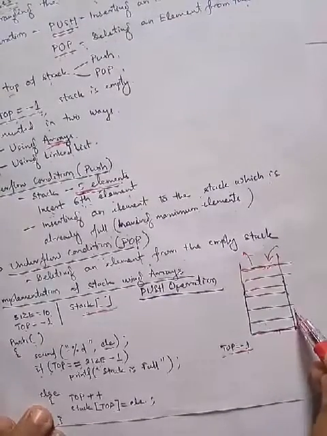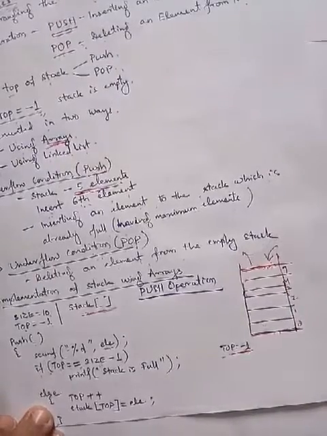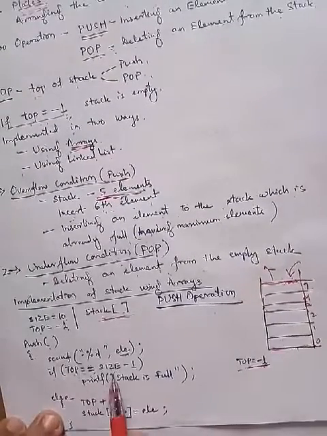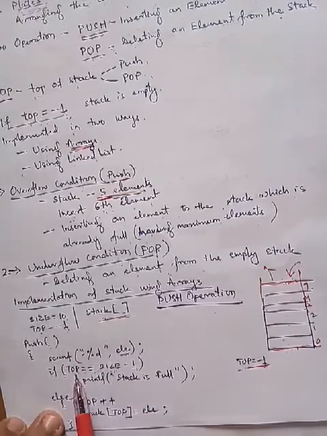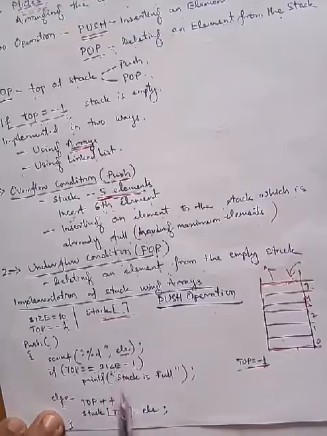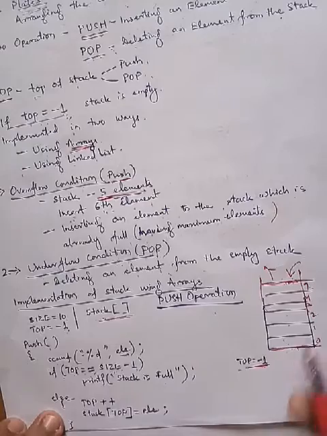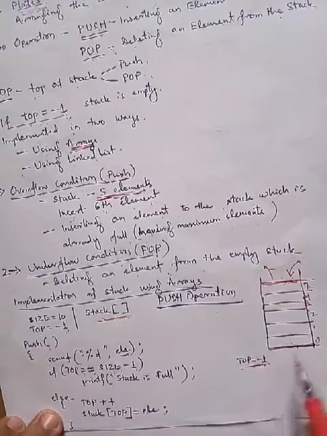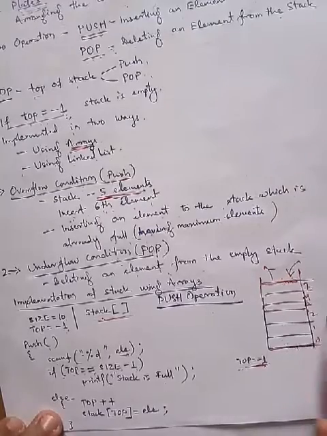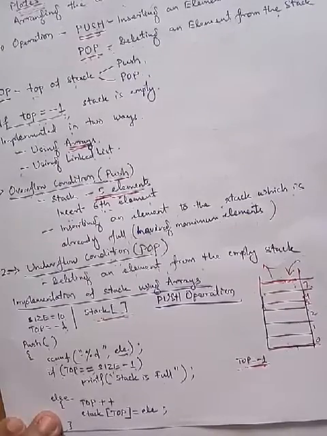So this index is 0, this is 1, 2, 3, 4 up to 9. So if the top is equal to size - 1, size is 10, 10 minus 1 is 9. If top is equal to 9, then stack is full. Now for this stack, top is how much? -1. That means there is no element, so you can insert a new element, or you can push a new element to this stack.